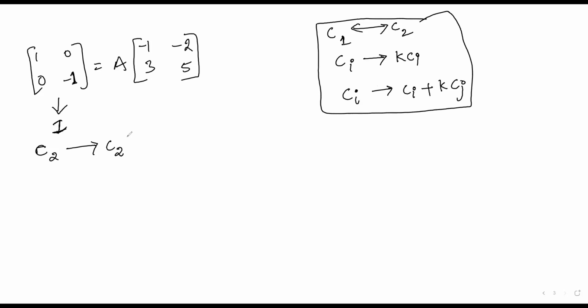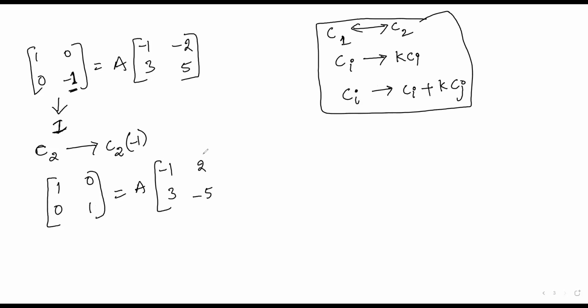Now C2, K is what? Minus 1, because here minus 1 is there, you have to make it plus 1. So multiply with minus 1. So C1 is not changed, C2 is changed as C2 into minus 1: 0 into minus 1, minus 1 into minus 1. Now this is A. Now here also we have to change. Minus 1, 3, 2, minus 5.